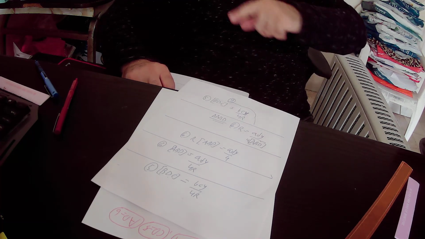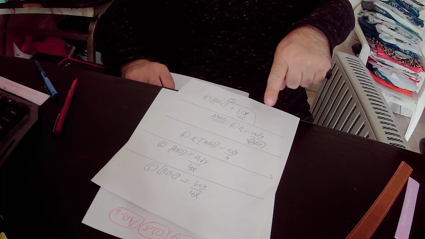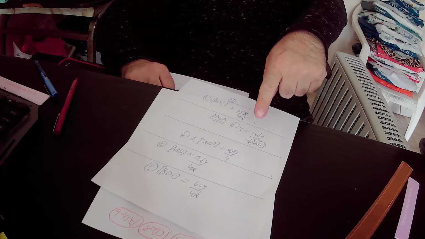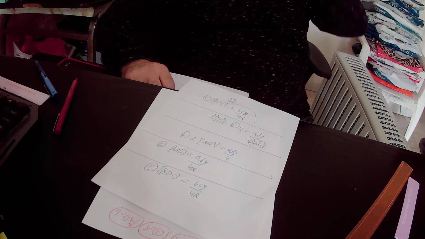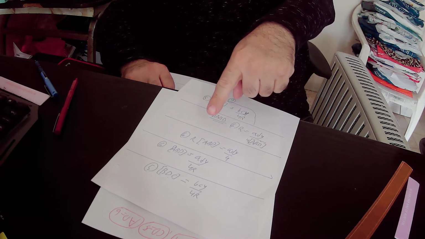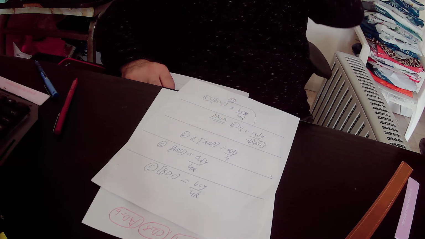Here we multiplied the equation number 6 by the area of triangle ABD, and we got that r times the area of triangle ABD equals ady over 4. Here we divided the equation number 6 by r, and we got that the area of triangle ABD equals ady over 4r.